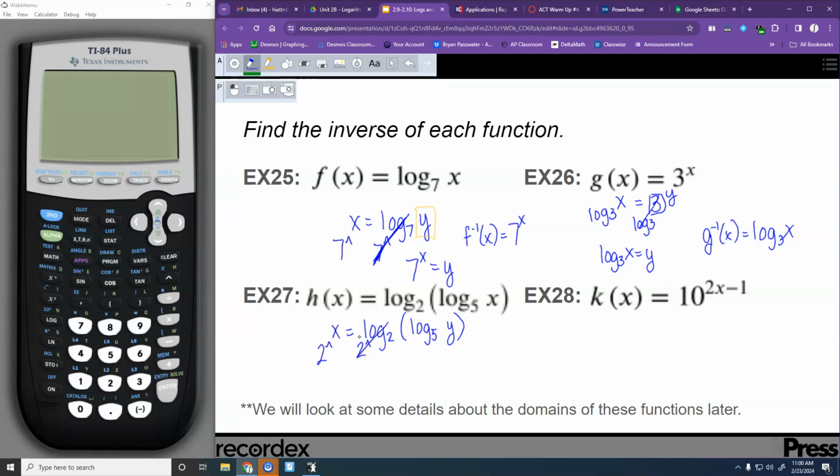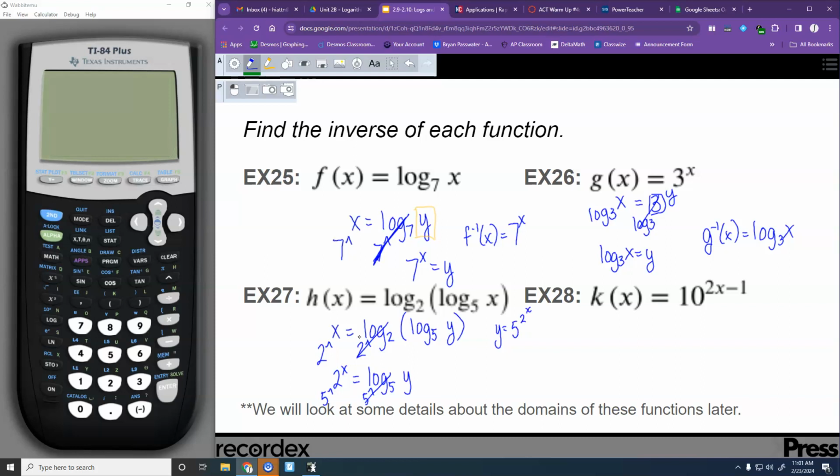So that will cancel. I will have 2 to the x equals log base 5 of y. And then I can get rid of my log base 5. How do I get rid of it? 5 to the power over here. We'll cancel that out. And then 5 to the power over here. So that is going to give me my y will equal 5 to the 2 to the x.